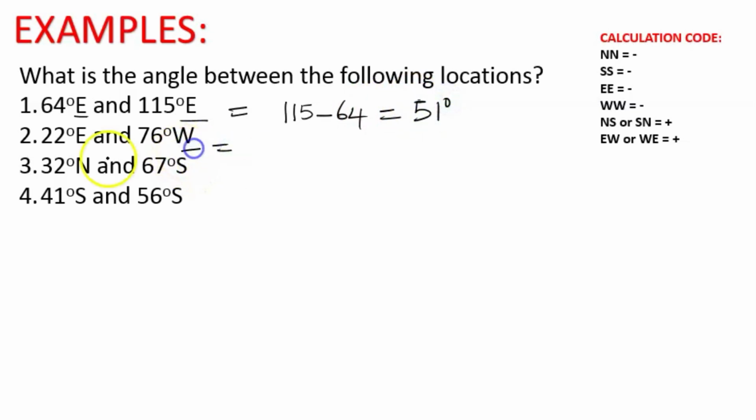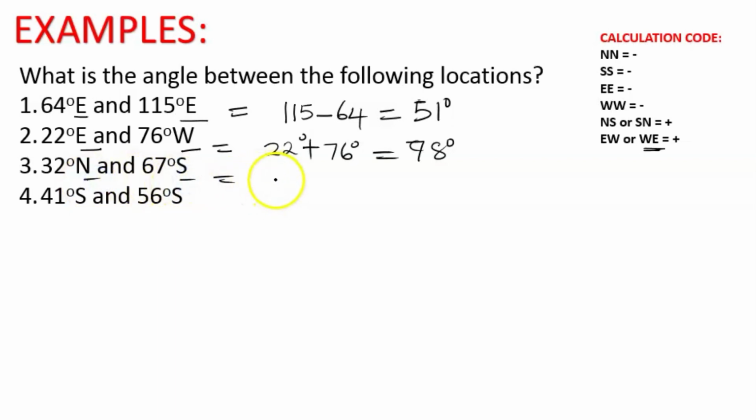Here we can see west, we can see east, so they are not the same. So just like west and east, you have to add. You just add that. It's going to be 22 plus 76 degrees. All right, so this is what we are going to do, and when you do this, it's going to give us 98. This is 98 degrees.